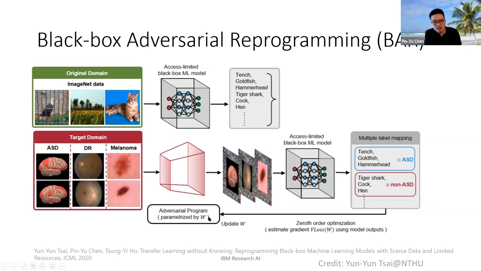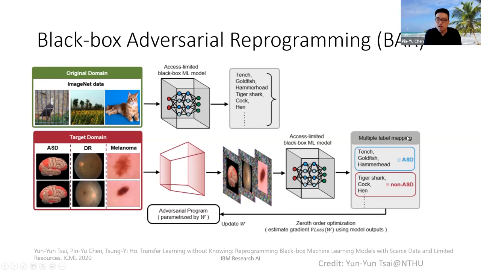So this basically describes how we do it, right? We first put the target domain data at the center of the source input size, and then we make those frames, these noisy pixels, trainable parameters. Those frames are universal to every target domain data. Then we put this reprogrammed input into the black box model, and we observe the predictions in terms of the source labels.